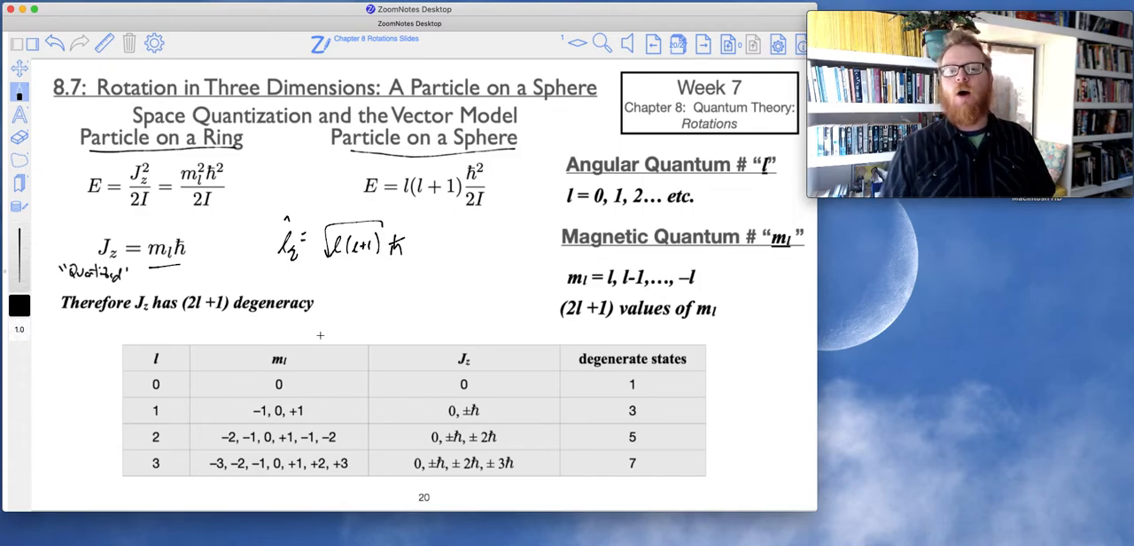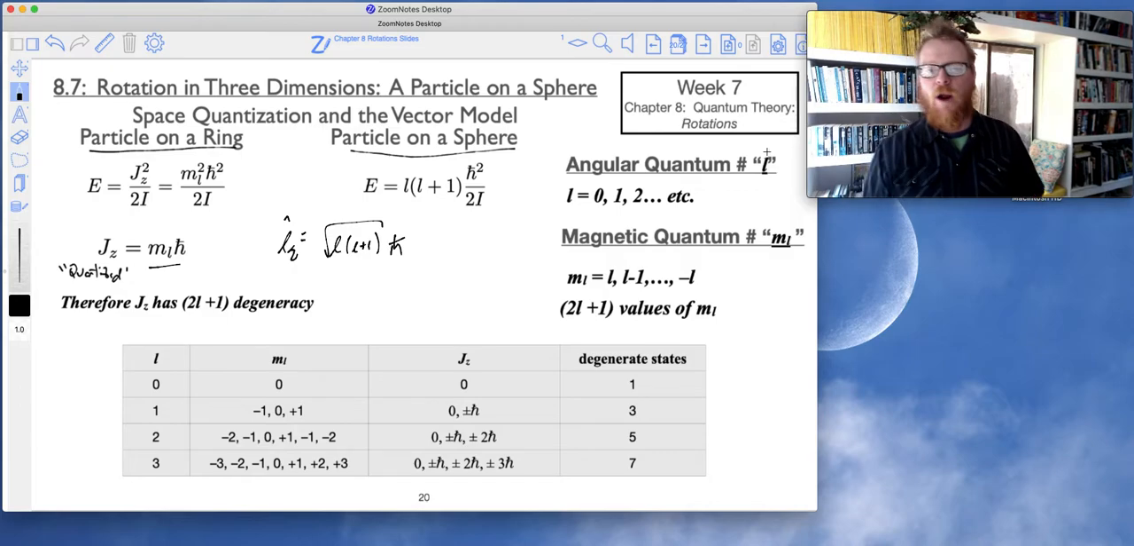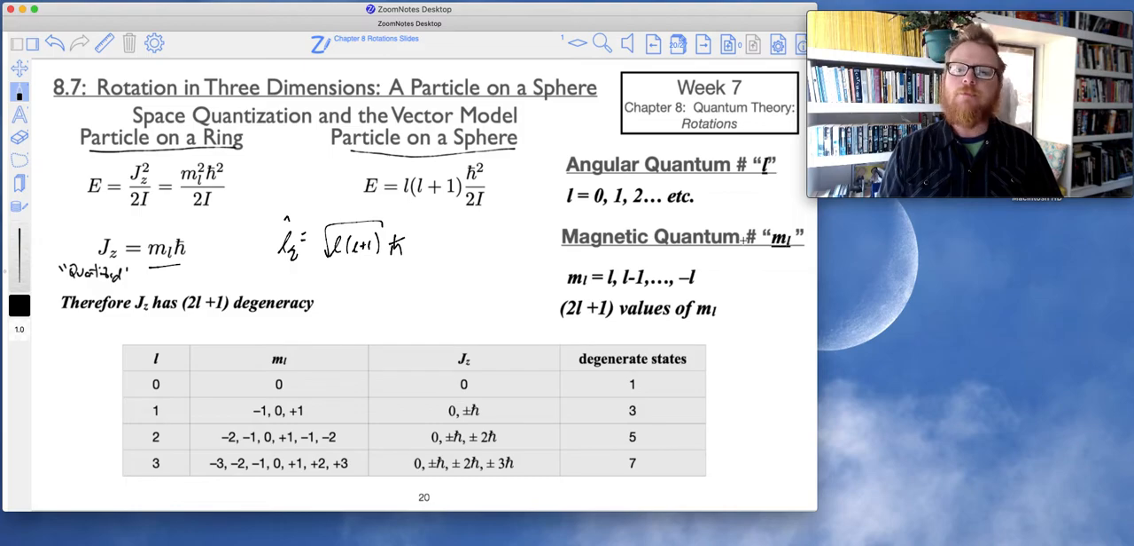Okay? So I'll remind you also that angular quantum number L takes on values 0, 1, 2, etc. Our magnetic quantum number takes on L dependencies, so ml equals L, L minus 1, etc. Okay? And then from this ml, we get this 2L plus 1 values of ml. So how do I get 2L plus 1? So let's go through this.